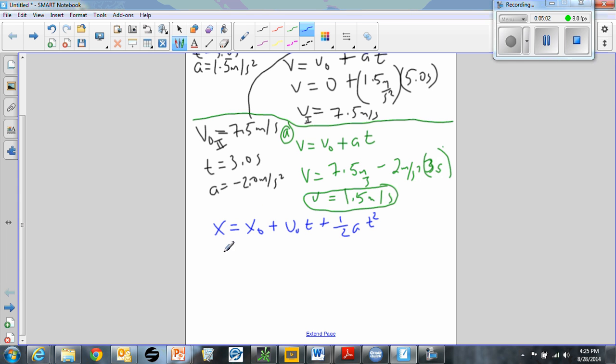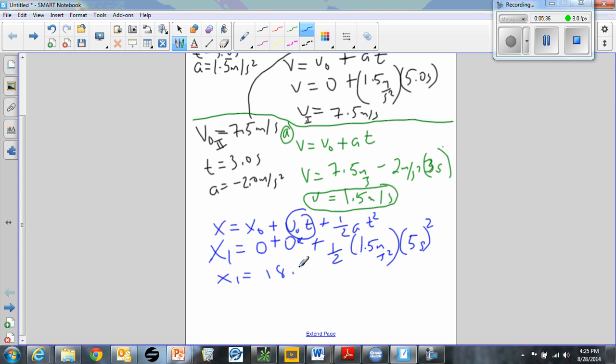So x for part 1, we'll call this x1, starts at 0, has an initial velocity of 0, so this whole thing right here is going to be 0, plus 1/2 times 1.5 meters per second squared times 5 seconds. Square that. When you do that, you're going to get 18.75. So x1 equals 18.75 meters. We'll round off at the end.